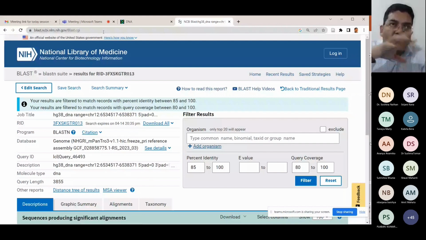So for nucleotide sequence, the percent identity must be 85% or more, right? In some cases, there could be a bit of a borderline case, but generally 85% or more is taken to be a good inference of homology, right? If it is not so, then of course they're not homologous. For proteins, this is quite low.